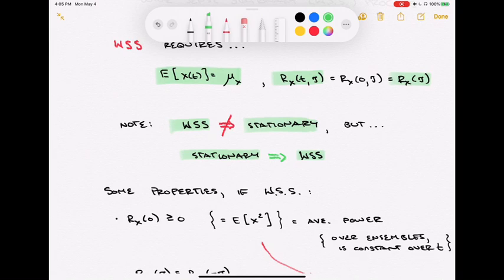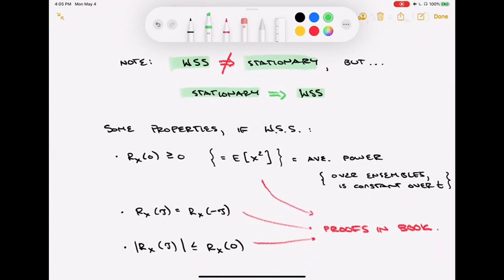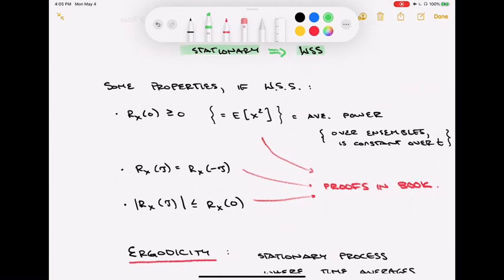It's a very similar kind of logic as we saw with that. Some properties that we get if things are wide sense stationary. All of these are proven in the book. Based on our time here, I'm not going to go through the proofs. The proofs aren't terribly exciting anyway, but here are some properties of wide sense stationary.